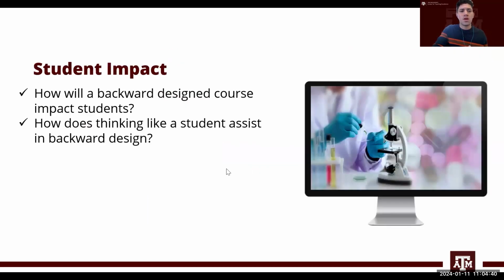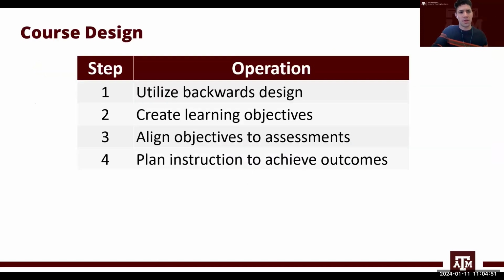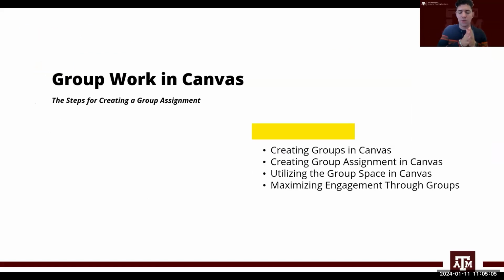Moving forward. Again, by designing this course, we want that student experience, right? We really want to help students engage in the class. So this is what we just covered. We looked at backward design, creating those learning objectives, aligning those objectives to assessment, and planning for instruction to achieve outcomes. All right, so we're going to start looking at Canvas now. We gave you that pedagogical overview, so we're going to focus on those teaching strategies.